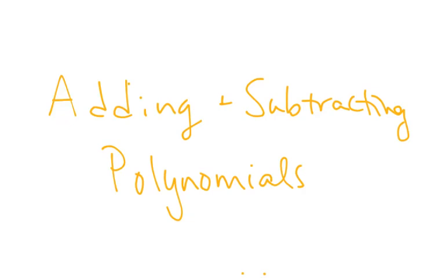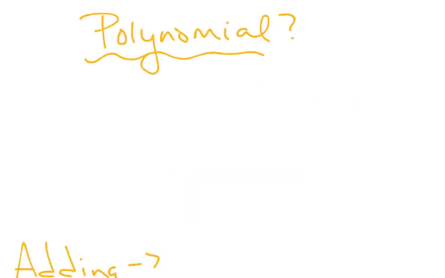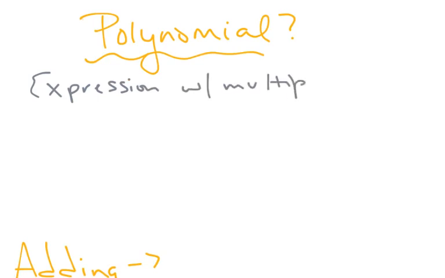The concept of this video is adding and subtracting polynomials. So maybe the first question you're asking yourself is, what is a polynomial? A polynomial is a kind of expression with multiple terms. And maybe you're asking yourself, well, what's a term? Well, a term can be lots of things.